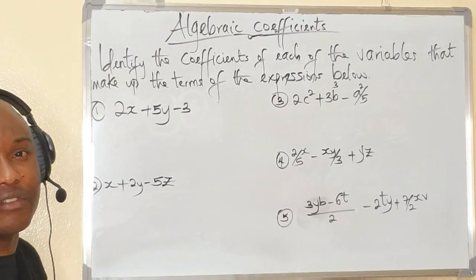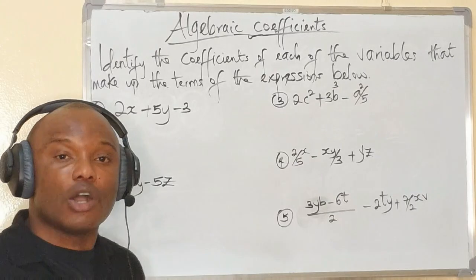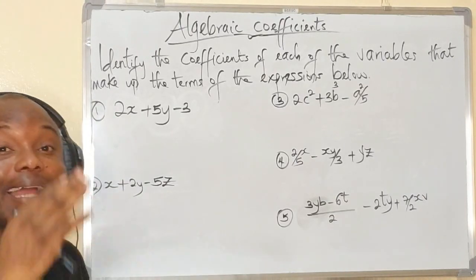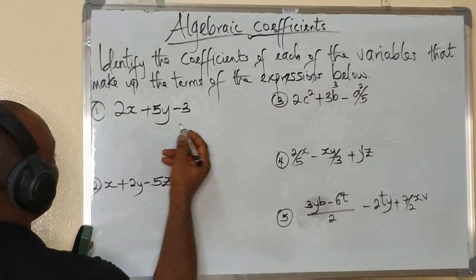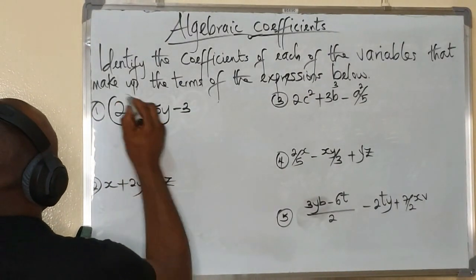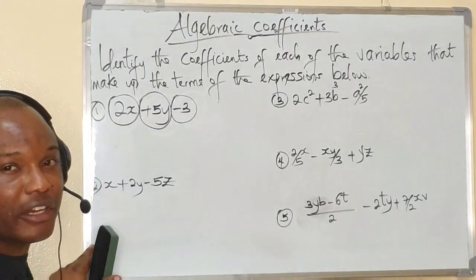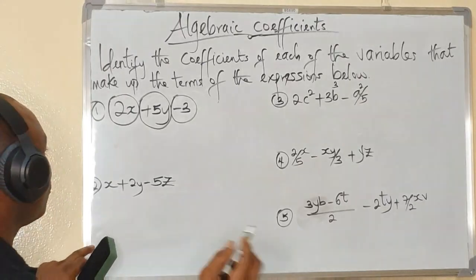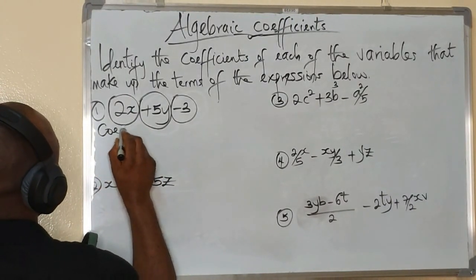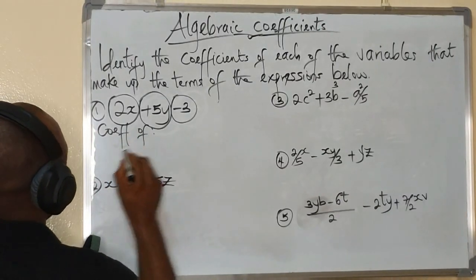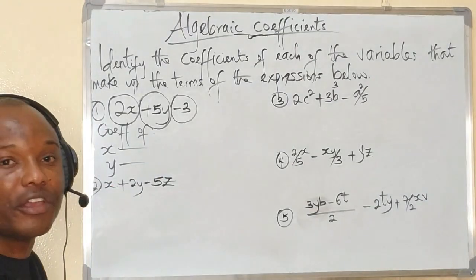Let us discuss it straight away by solving these problems. So the very first thing you do when you want to identify the coefficients of a particular term is to simply identify all the terms in the expression. So for number 1, the terms in this expression are 2x, positive 5y, and we have negative 3 also as one of the terms. So we will need to look for the coefficients of x and y because they are the variables that we have here.